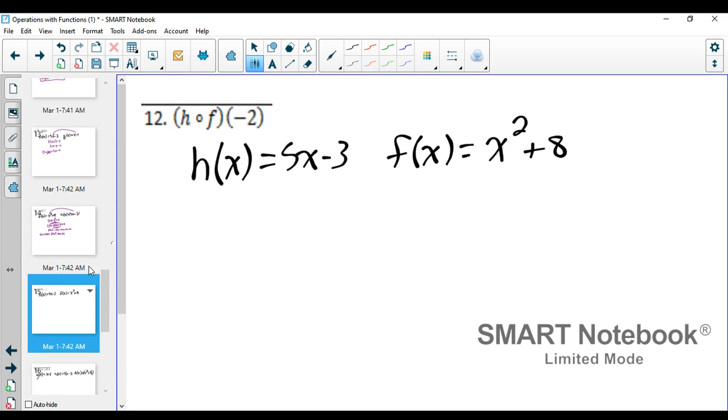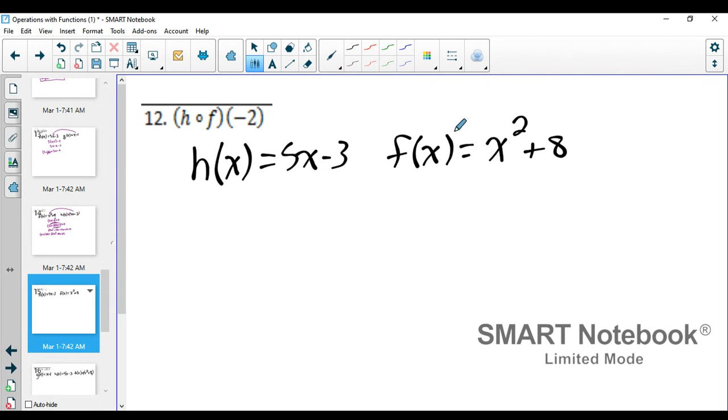Right, moving on to number 12. So now we have numbers involved. So this is h of f of negative 2. So what that means is you're going to plug the negative 2 into the f of x function, and then take that answer and plug it into the h of x function. So we're still working right to left, and I always write out the functions in that order, which is why I have h of x here and f of x here.